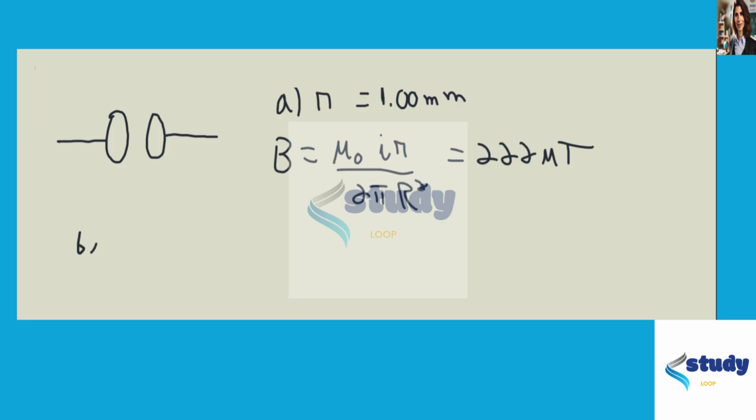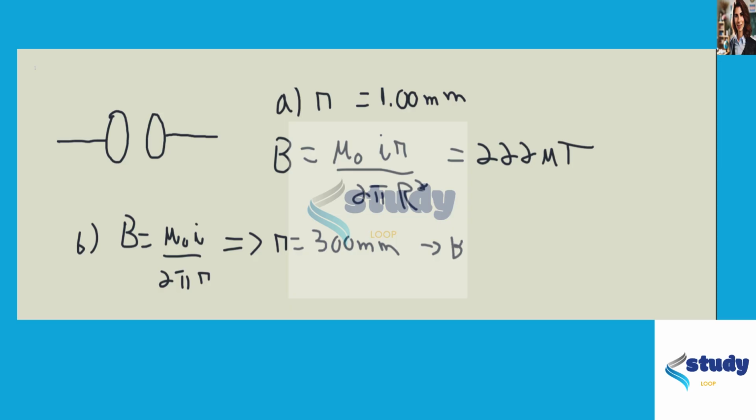Now for part B, we want to know at 3 millimeters, and this is outside the wire. So for outside the wire, the magnetic field is different. It is mu0 I divided by 2 pi r. And for r equals 3 millimeters, we have B equal to 167 millitesla.